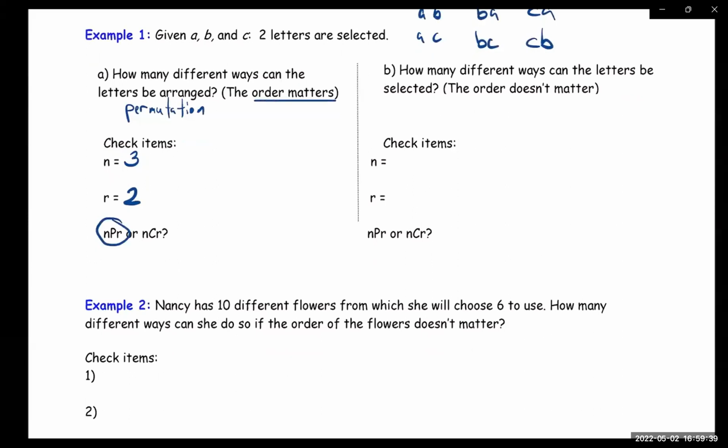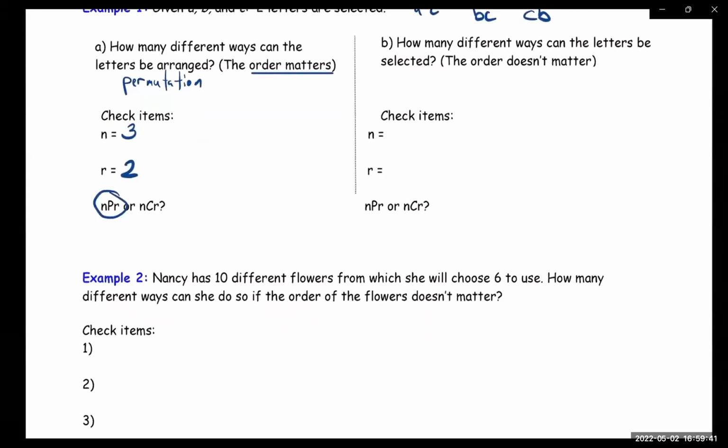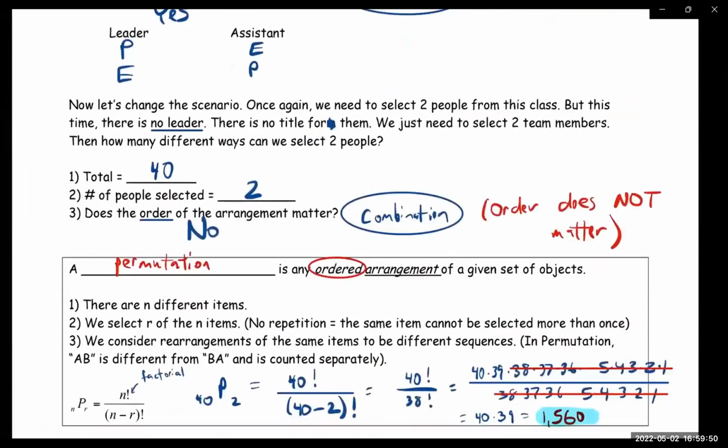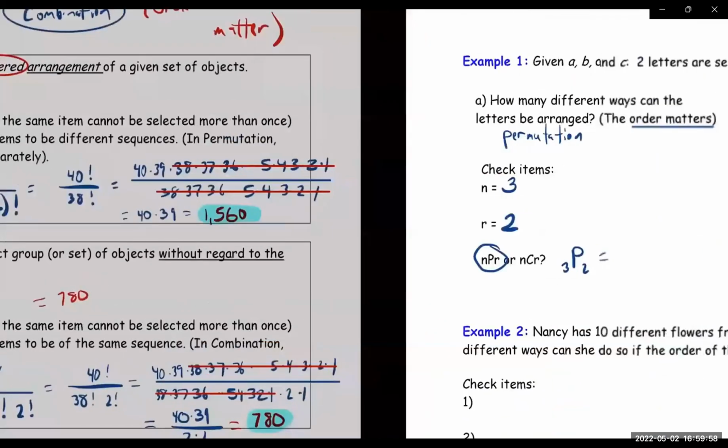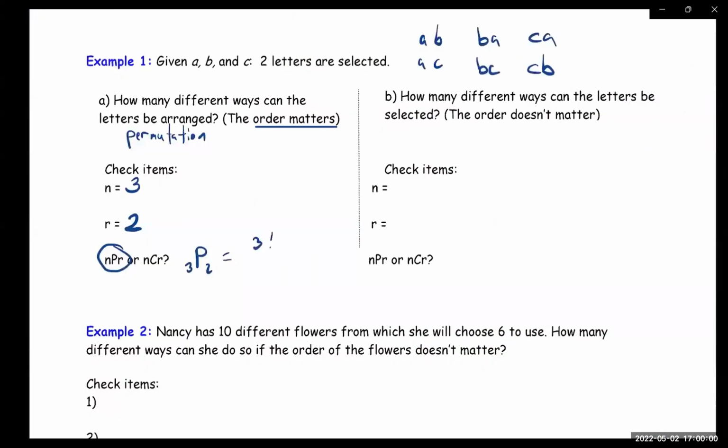All right, so now we can actually solve it. So NPR is going to be 3P2. If you use the formula, you would go back to here and plug in the numbers. So it would be 3 factorial over 3 take away 2 factorial, which is just 3 factorial over 1 factorial.